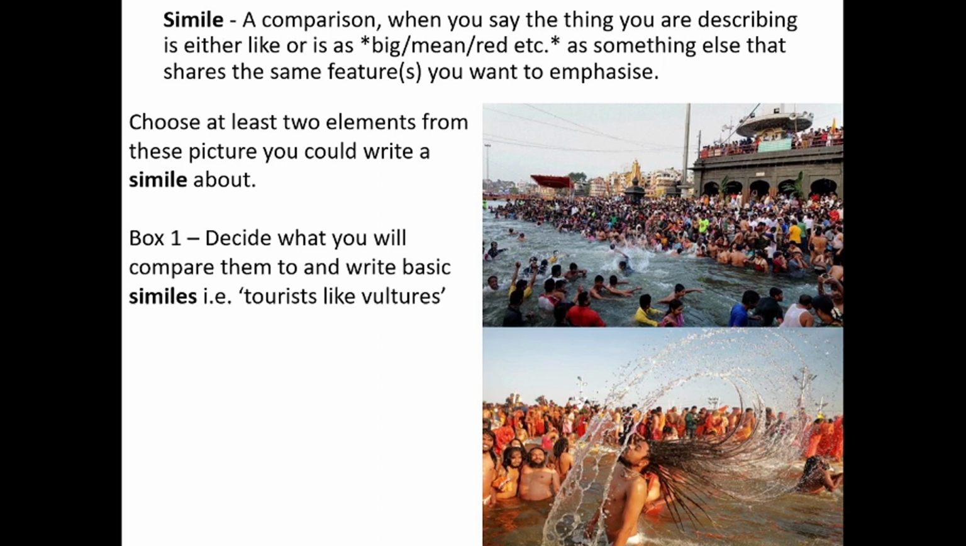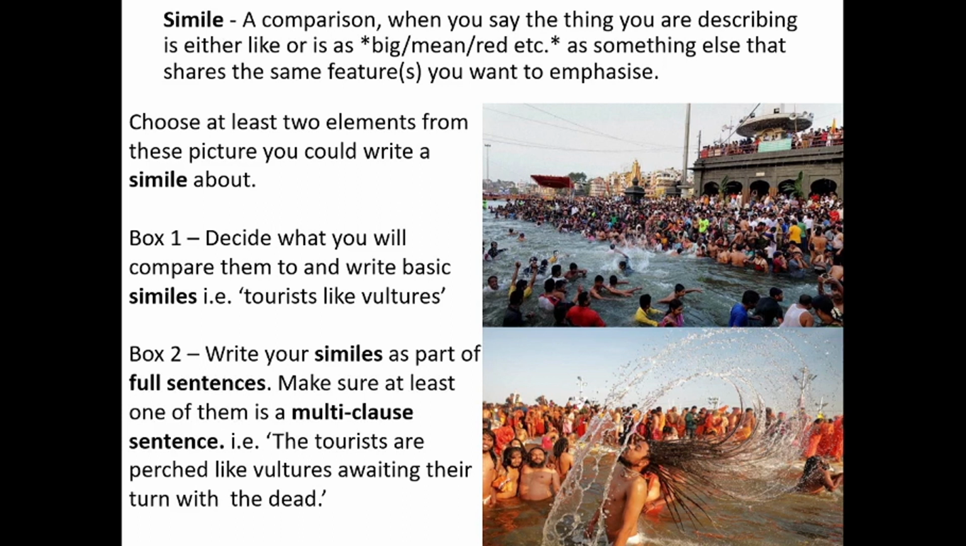Once you've chosen your 2 things, you need to decide what you're going to compare them to and write those basic similes in the first box, like tourists, like vultures. I'll let you pause there and think of those 2 similes you're going to use. And once you've done that, a bit more work, try and write them up as full sentences. Try to make sure at least one of them has got multi-clauses there so that you can make sure your writing is more engaging and more varied than if you just wrote in single clause sentences.